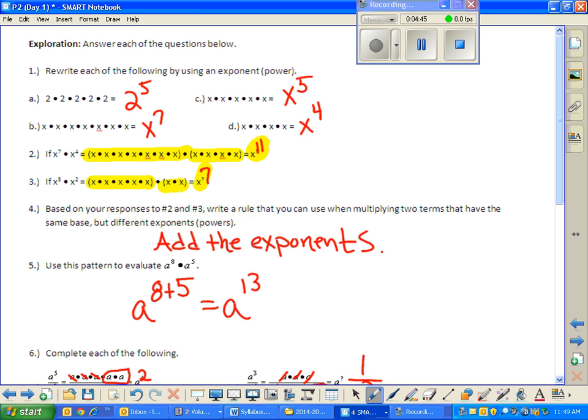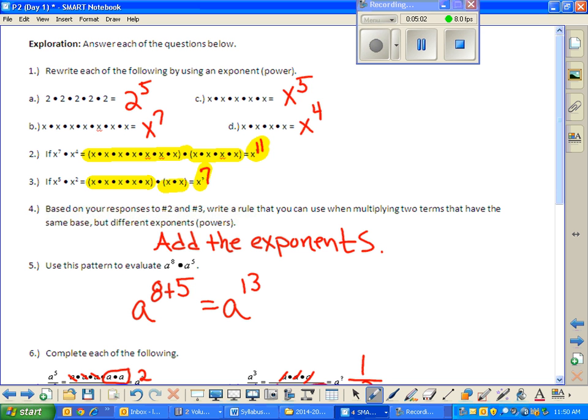So you had to practice this rule on your own. If you have a to the 8th times a to the 5th, that's the same thing as taking a to the 8 plus 5. It's a little shorter to do it that way. You get a to the 13th. Okay, are there any questions on the first part of the exploration?